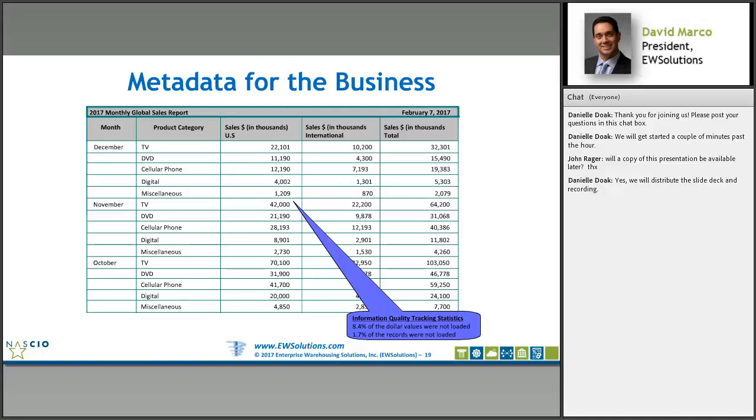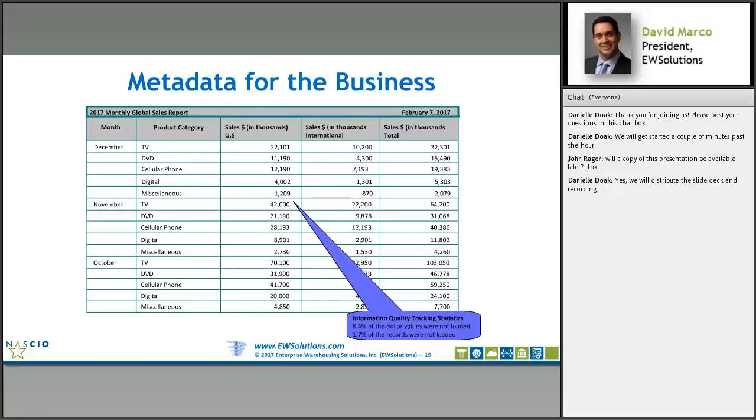Wouldn't it be great if, again, we could right-click on that row or hit F1 or a hotkey in some way and get business metadata on that row? And we would find that 1.7% of the records were not loaded.